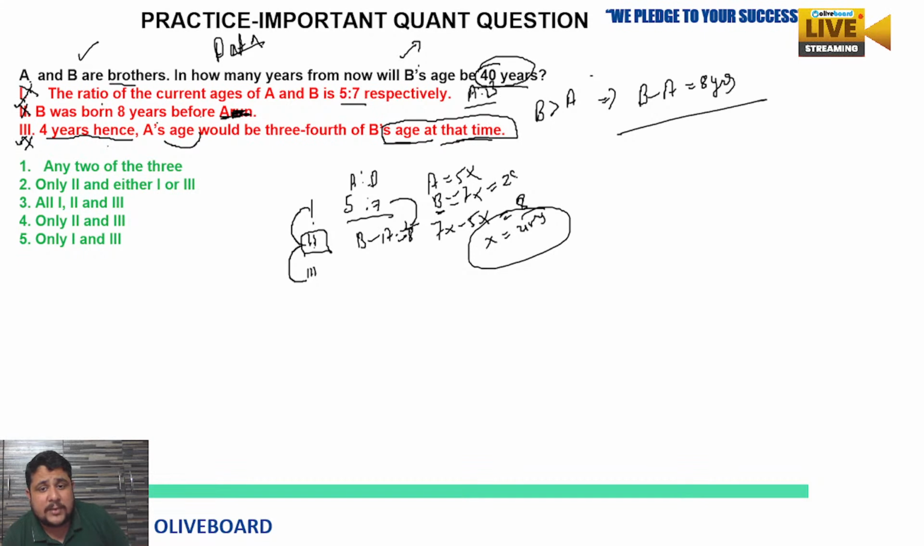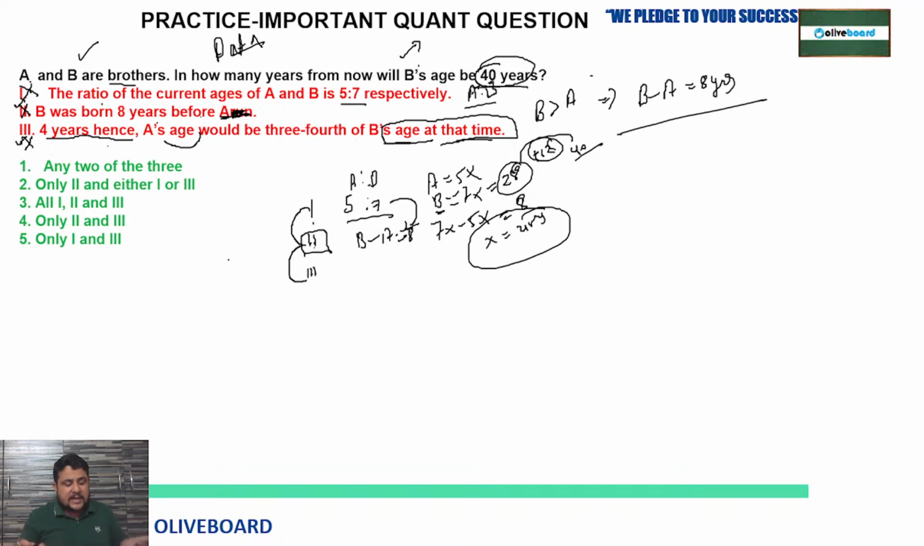7 into 4 means 28. So for getting to 40 years old, B needs how many years? After how many years will he be 40 years old? 12 years. You can decide easily. No need to calculate that much, but I am explaining in detail so that is why. So first and second give you the answer.